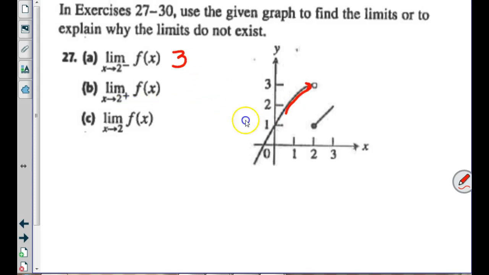Okay, as you approach 2 from the right, so here's 2. I'm coming at it from this way, which means here, the y value is approaching 1. So overall, does the limit at 2 exist? No, because it's approaching different numbers from both sides. I'm not going to write an explanation.